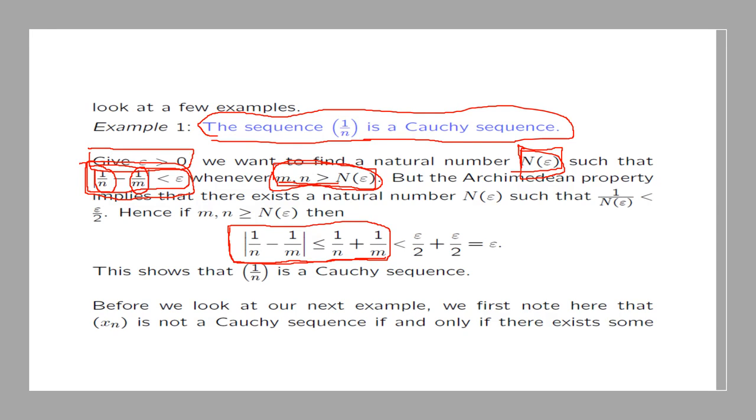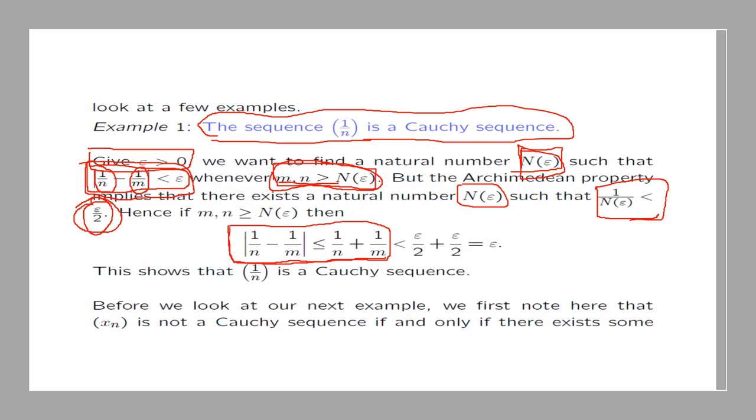Now, we know that given epsilon bigger than 0, the Archimedean property ensures the existence of a natural number N epsilon such that 1 over N epsilon is less than epsilon over 2. That we get from the Archimedean property. So given epsilon bigger than 0, there will be a natural number, call it N epsilon, such that 1 over N epsilon is less than epsilon over 2. Just an application of the Archimedean property.